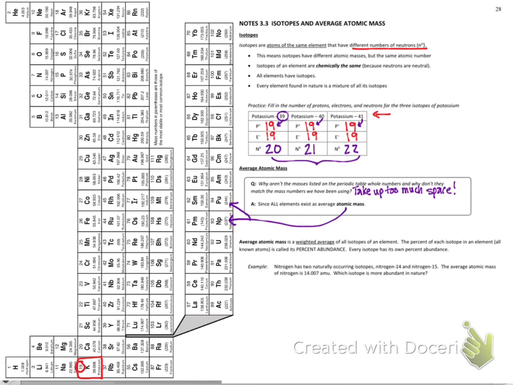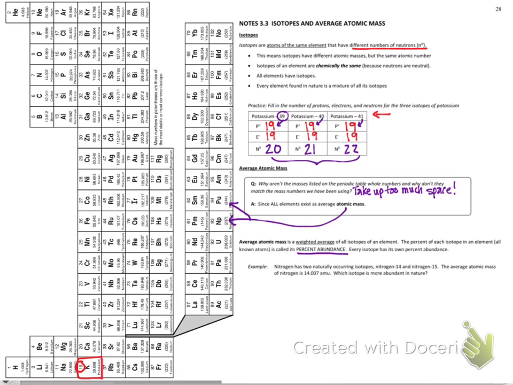Some of these isotopes are more common in nature than others, and so we call that our percent abundance. Every single isotope has its own percent abundance. This is not something that you're going to have to calculate, but that number will always be provided for you. In this case, we're looking at every single oxygen atom that's present on our planet, and we're going to consider which isotope is the most common.